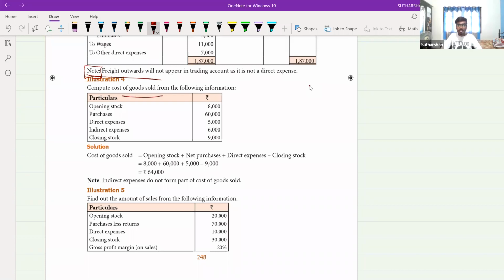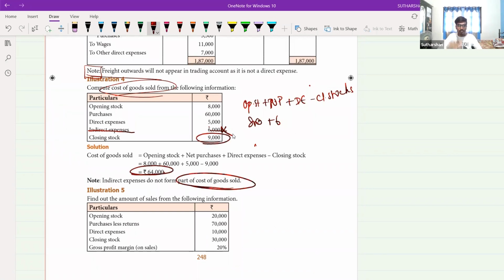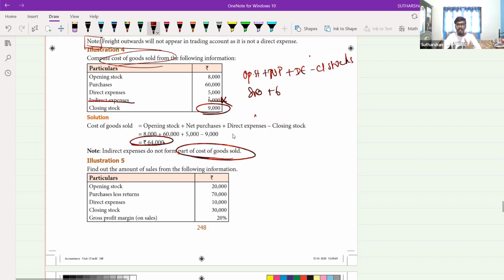They are asking about COGS. What is the concept of COGS? Opening stock plus net purchases plus direct expense minus closing stock. That is cost of goods sold. So we will put 8,000 plus 60, total 68, plus direct expense 5, that is 73. Indirect expense we will avoid, only direct expense is related. So we directly deduct 9,000 and get 64,000. Indirect expense does not count for the cost of goods sold account. We are related only to buying and selling.